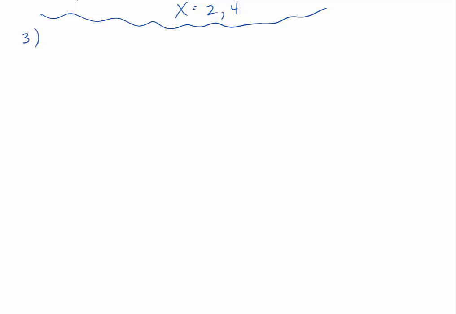And number 3 says 3w squared plus 8w plus 4 equals 0.